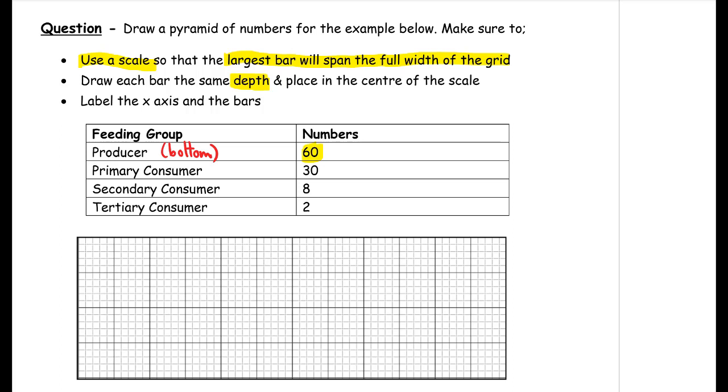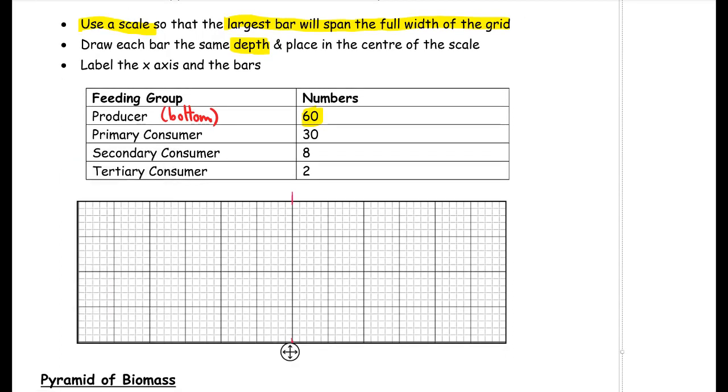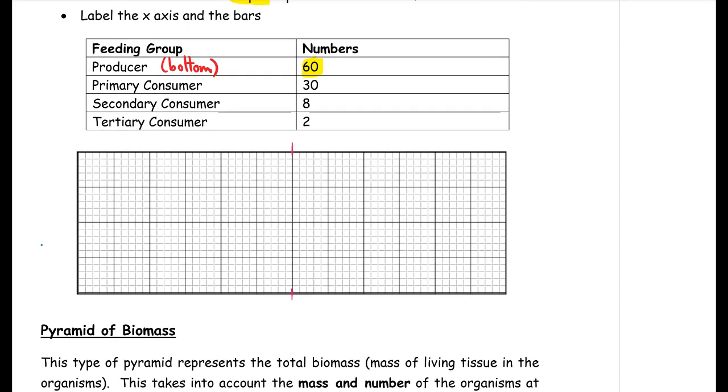Then you need to place them in the center of the scale. So this is the center here. And we need to label the x-axis and the bar. So let's do all the labeling first, because that's always something that people miss out. Along the x-axis we put number of organisms. Then in the center we're going to put 0 and count outwards: 5, 10, 15, 20, 25, 30, and the same again on the other side: 5, 10, 15, 20, 25, 30.